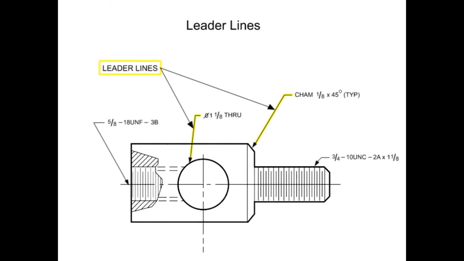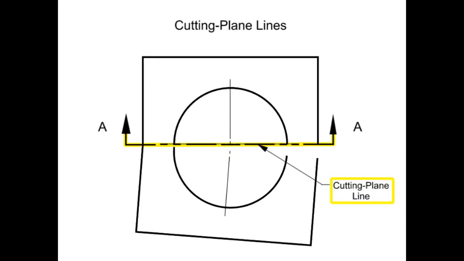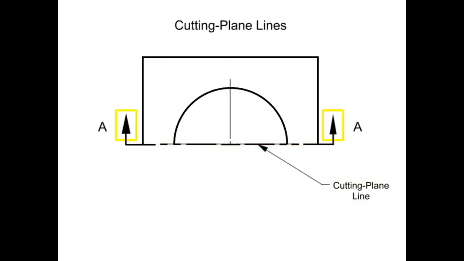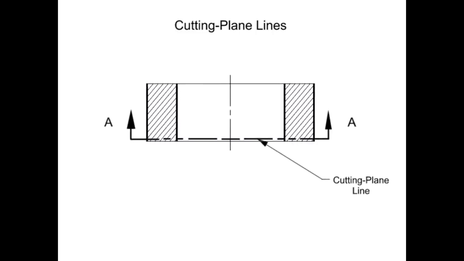Leader lines are used to indicate a part or portion to which a number, note, or other reference applies and are typically unbroken lines terminating in an arrowhead. The most common use is when a dimension won't fit within the dimension line. Cutting plane lines are used to indicate a plane or planes in which a section is taken. The arrows at the end of the cutting plane line indicate the direction of the view, or the direction your eyes look after the cut is taken.